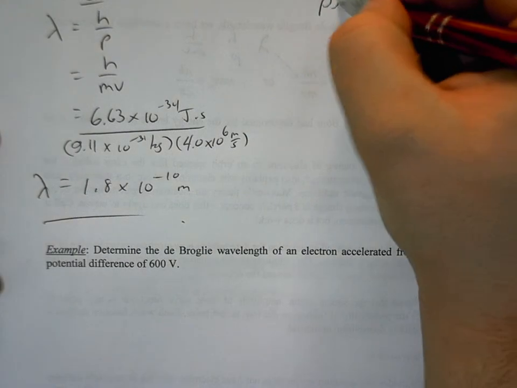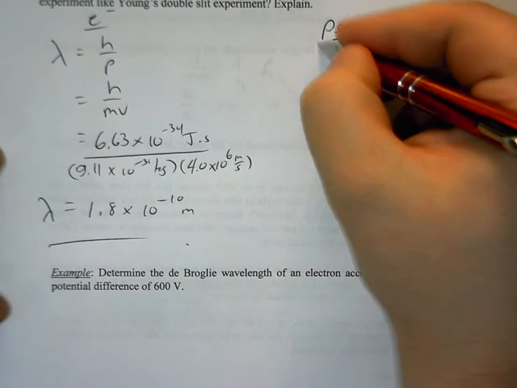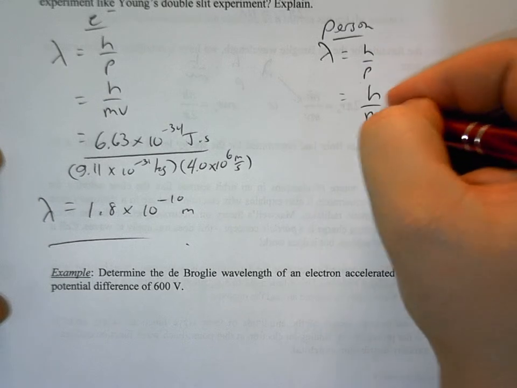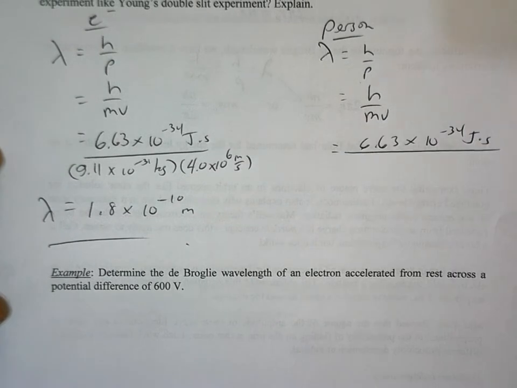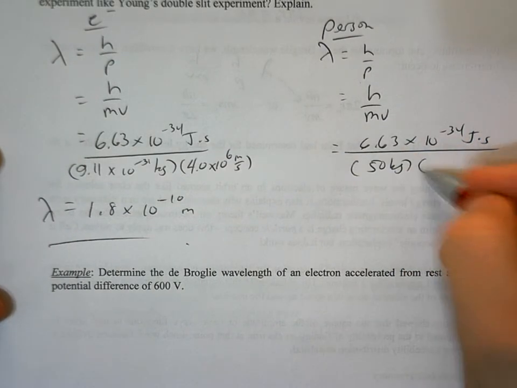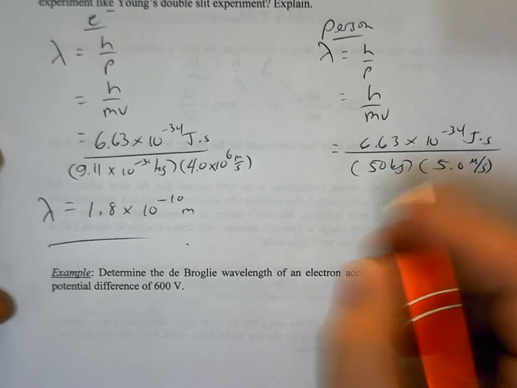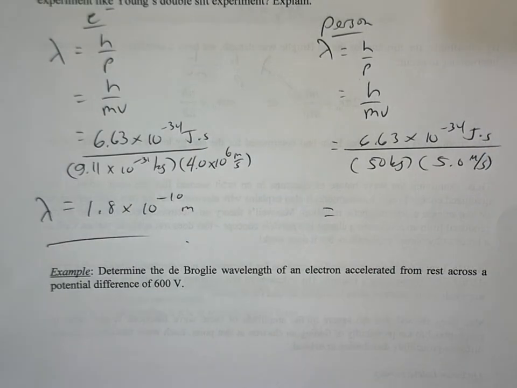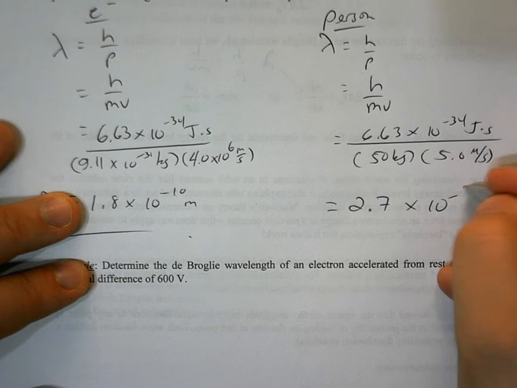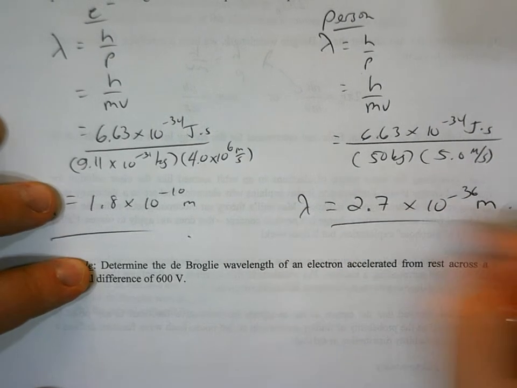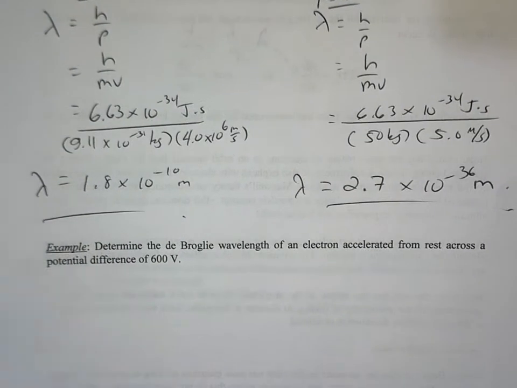Let's look at the person. For the person, their de Broglie wavelength, we want h over mv. So we have 6.63 times 10 to the minus 34 joule seconds. This person is 50 kilograms, and they are traveling at a nice 5 meters per second. So we are going to have about 2.7 times 10 to the minus 36 meters. So a person meeting these conditions is going to have a de Broglie wavelength of about 2.7 times 10 to the minus 36 meters. That's quite small.